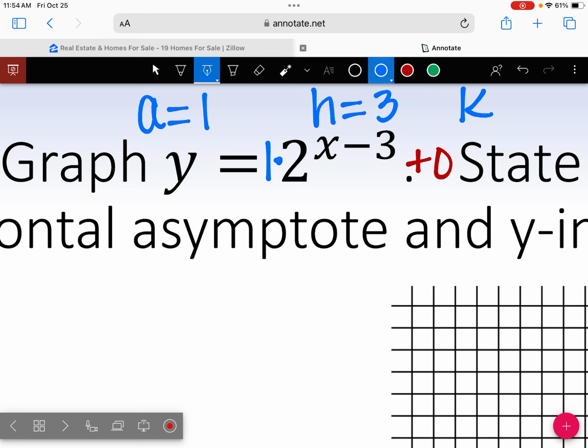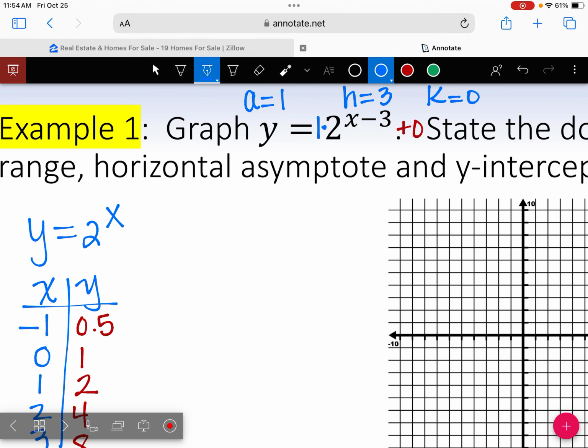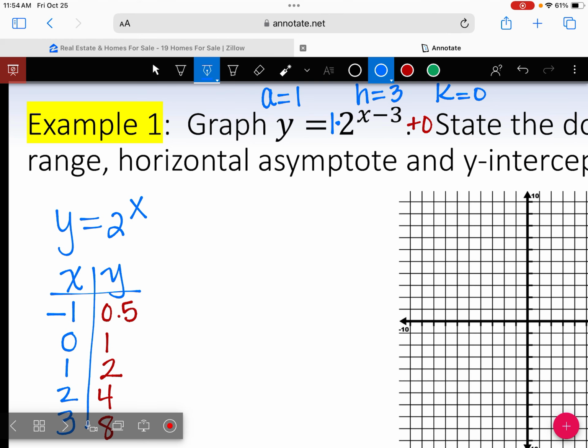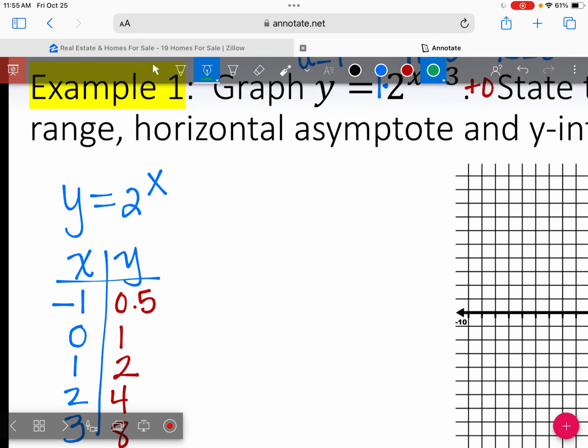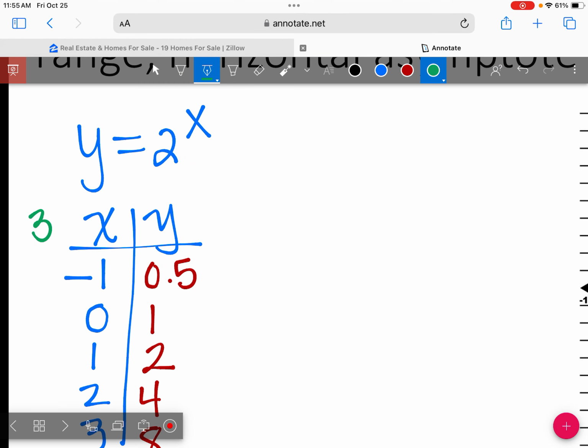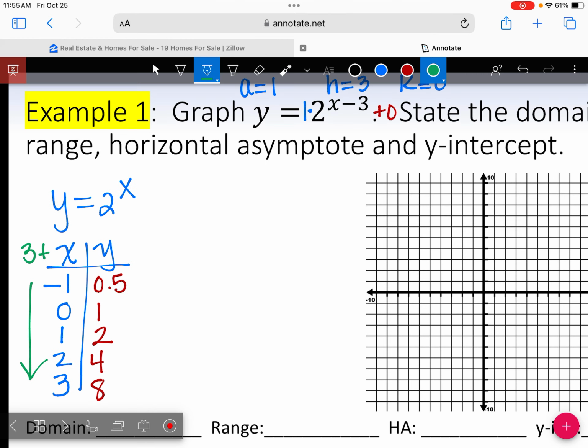So there's only one transformation that we need to make, and that one transformation is from h. What did I say? What do you do with the h? How do we apply the h transformation? What do we add it to? x. So we're only changing this side. We're going to add 3 to these numbers. That's the only thing that's going to change.